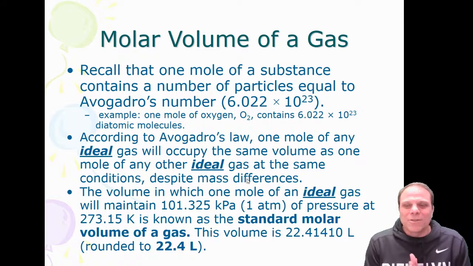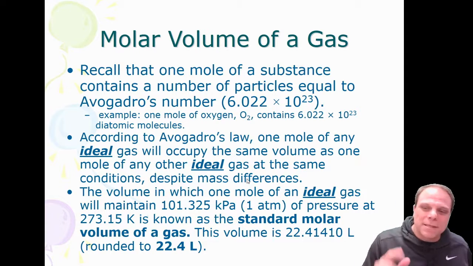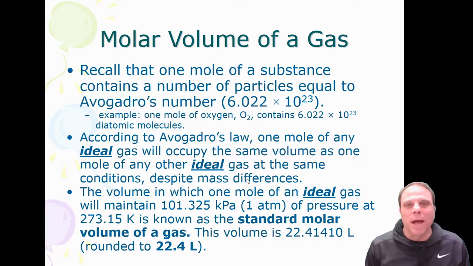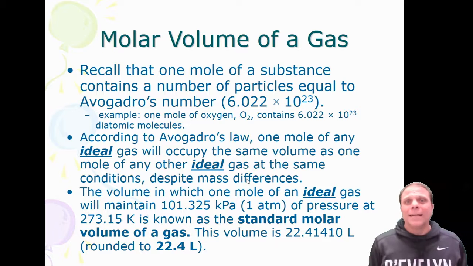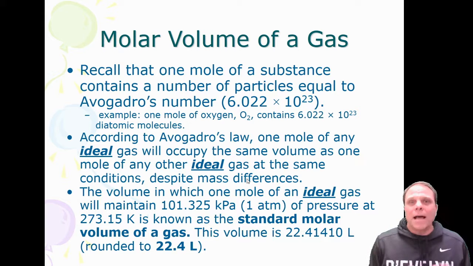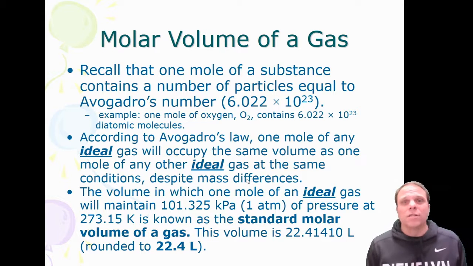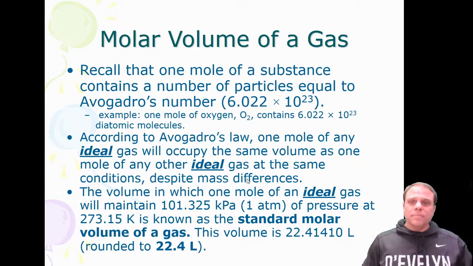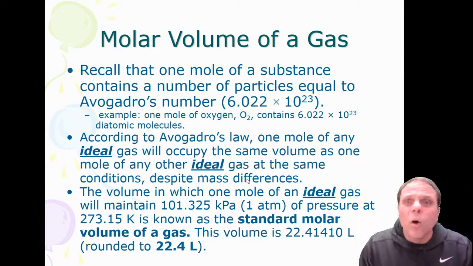According to Avogadro's law, 1 mole of any ideal gas will occupy the same volume as 1 mole of any other ideal gas at the same conditions, despite mass differences. Again, there's no such thing as an ideal gas. Okay, yes, we get that. Gases approach ideal conditions when they are at high temperatures, right? And when they are at low pressures.